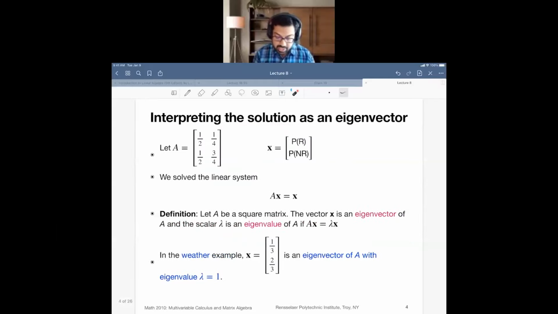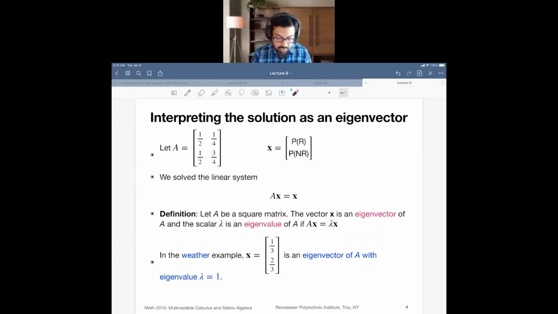Coming back, AX equals X, and if there is an X that satisfies this, then it would be called the eigenvector. So if you have A as a square matrix, the vector X is an eigenvector of matrix A, and if there is a scalar, in our case the scalar was just a 1, but in general a scalar lambda, that's going to be called the eigenvalue. And we are looking for solutions for Ax equals lambda x, right? So that vector x should satisfy this with some scalar lambda.